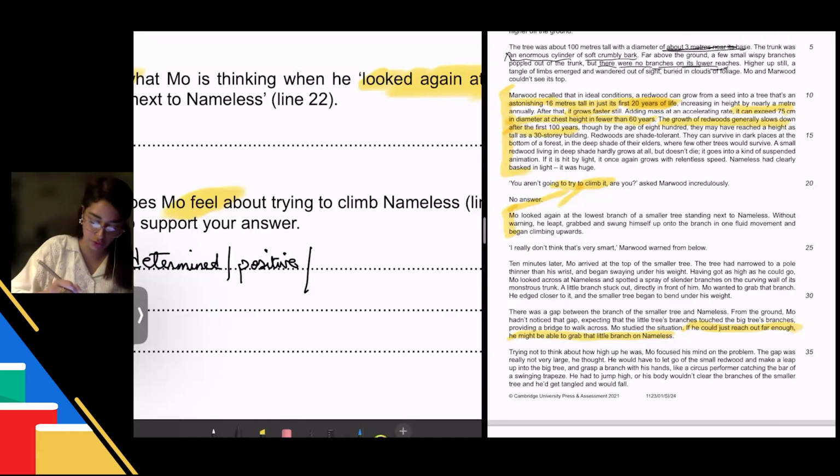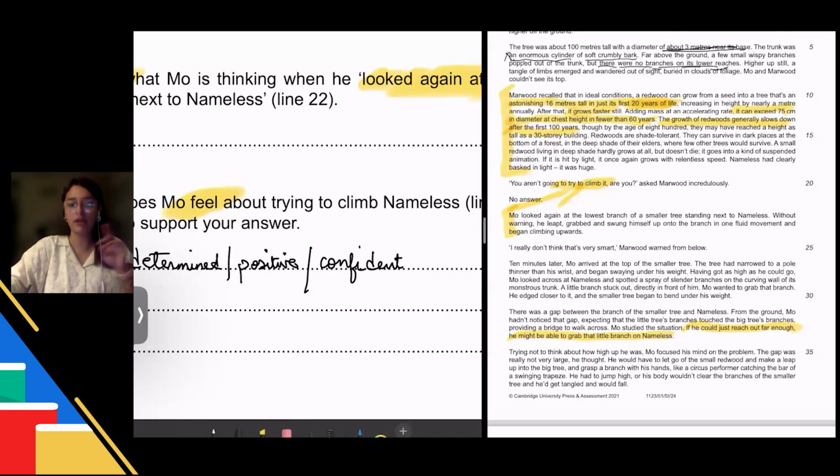All right, so we could also use the word confident here. So anything along those lines that highlights the idea of how he is feeling positive. So it's a positive feeling. Anything that highlights that gets you the mark.